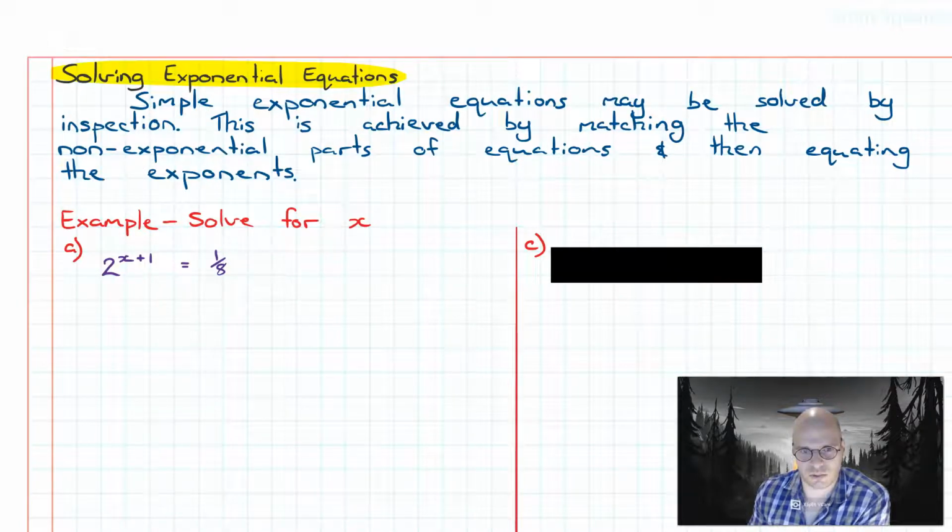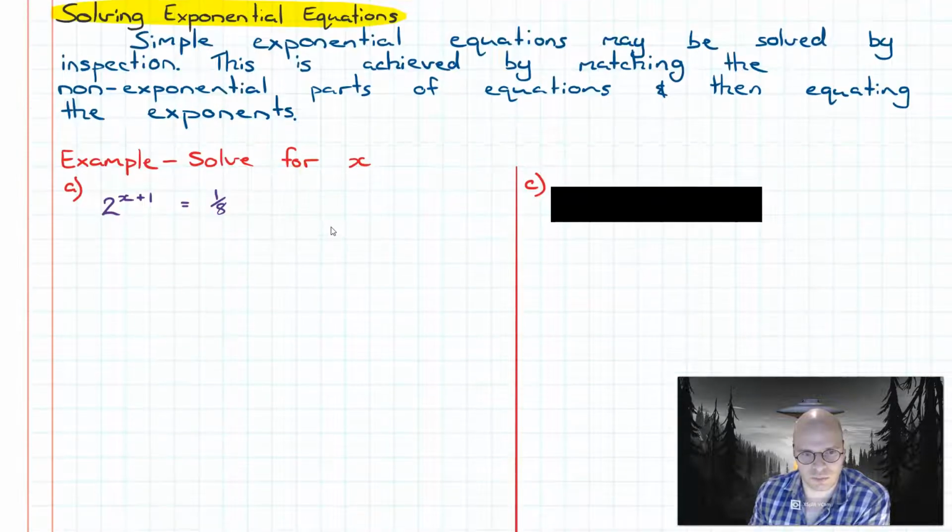In this video, we're going to have a look at how we can solve for the unknown within an equation where the unknown is held within an exponent. Now this can be done in simple equations using a method called inspection. This is achieved by matching the non-exponential parts of an equation and then equating the exponents. So this only really works if the equation's a nice simple one.